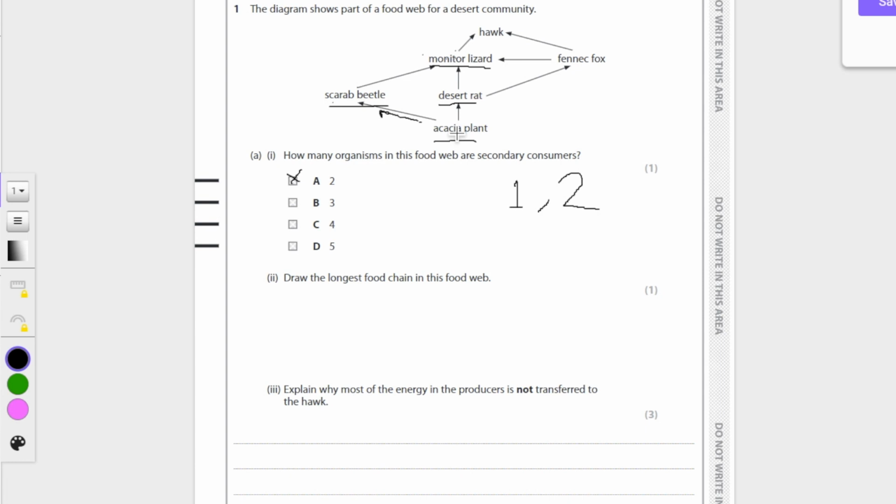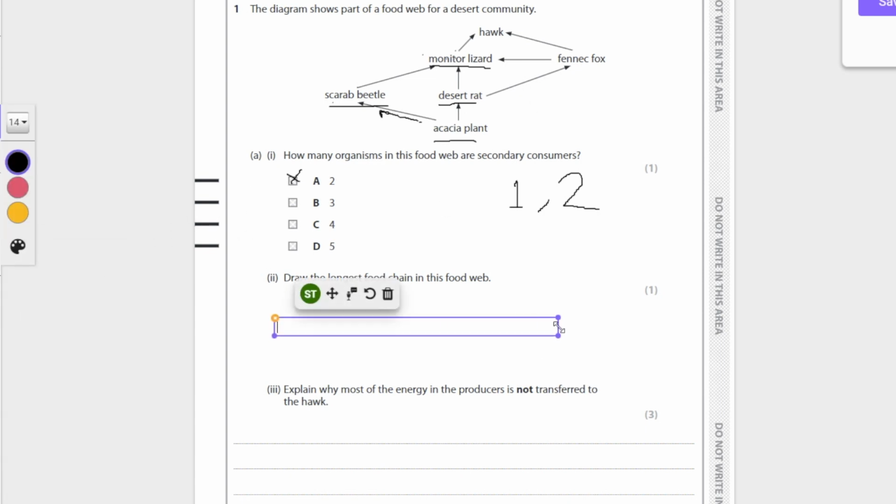Okay, acacia plant, 1 to desert rat. Then to monitor lizard, another 1. So that's 2. And then monitor lizard to hawk. That's 3. Okay. Now let's look at another one. Acacia plant to desert rat, 1, desert rat to fennec fox, 2, fennec fox to monitor lizard, 3, and monitor lizard to hawk. That's 4. And we can see that anything else will be shorter. So we have a 4 arrow food chain.